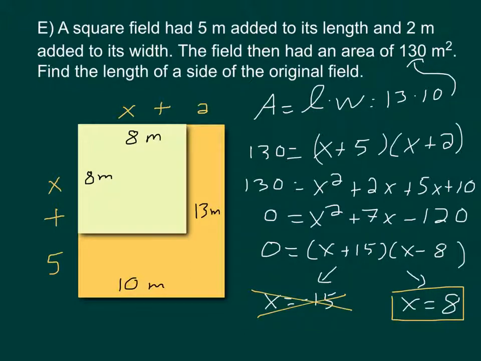So to answer the original question, the length of a side of the original field, the answer I'm looking for, 8 meters. Make sure you put the proper label on it, but by going back to the original problem, we're able to figure out that we had the correct answer. I hope this helps you solve all your word problems using factoring.